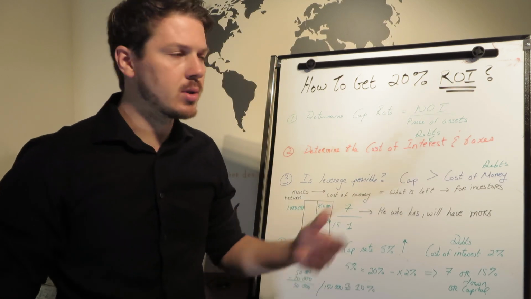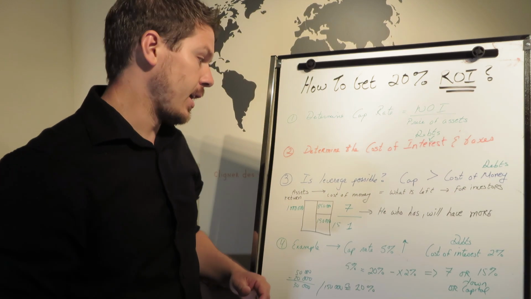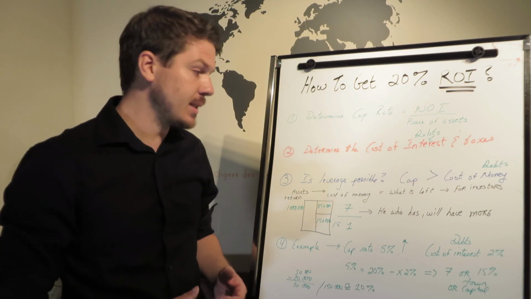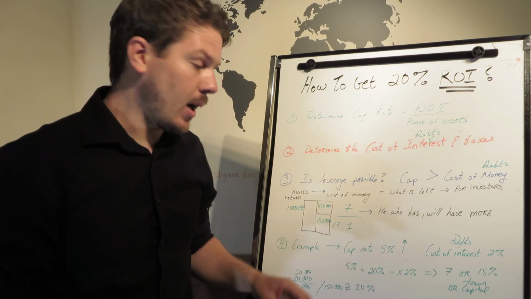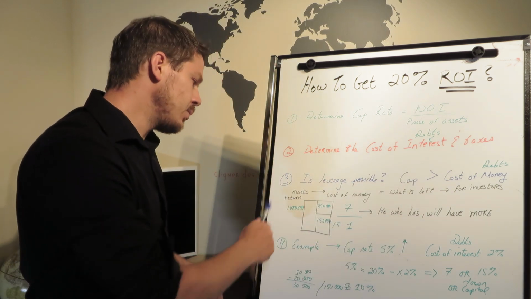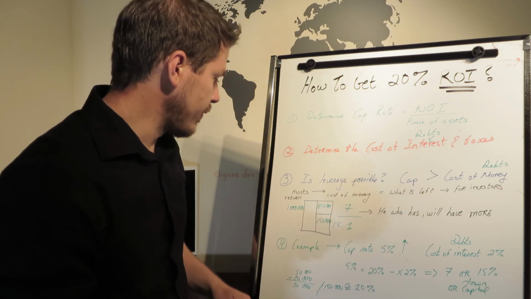I made a lot of videos concerning how to calculate the NOI, or how to calculate the value of a real estate property or a business, okay? So if the cap rate is possible, then you have an asset return, okay, and the cost of money. What is left is for investors, okay?